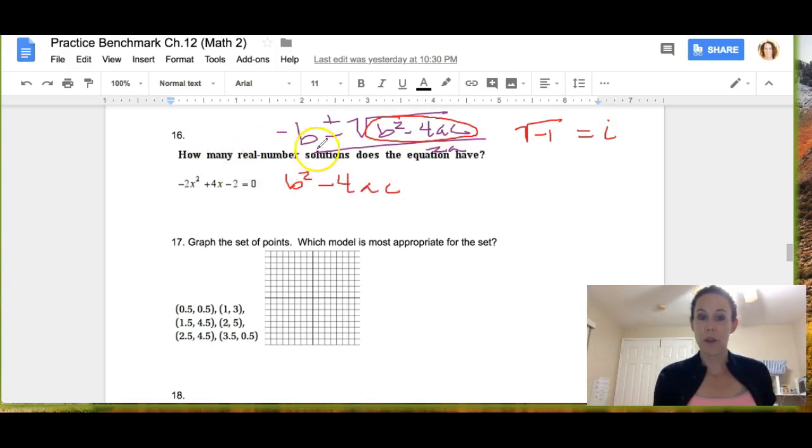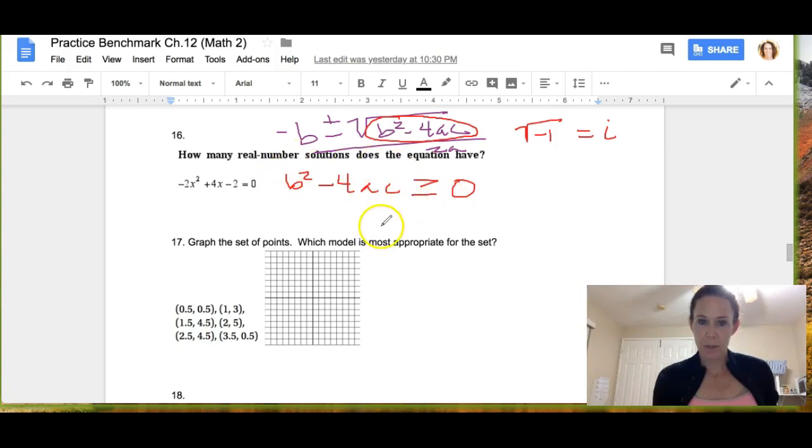Now we want to know how many real number solutions. We need this to be positive, not 0. We want it to be positive. And if it was 0, if this value was 0, we would have one solution specifically, because we wouldn't have plus or minus anything. It would be plus or minus 0. So we're going to include 0. We're going to say this part has to be greater than or equal to 0 because one solution is still a real solution. All right?